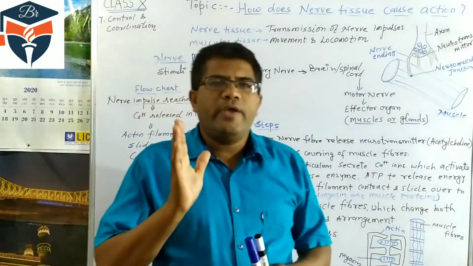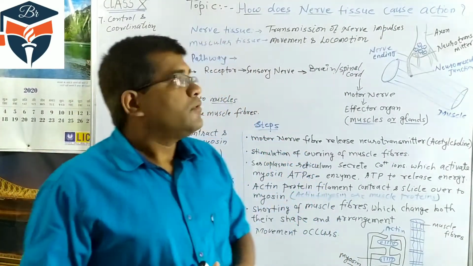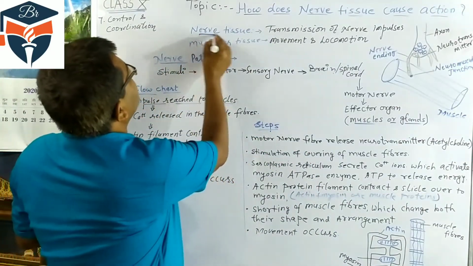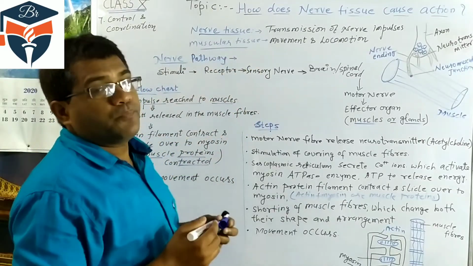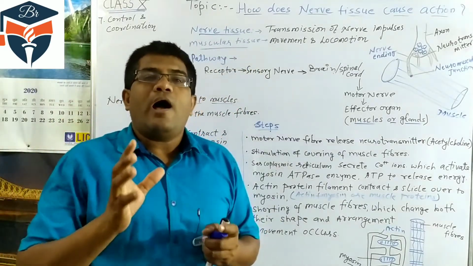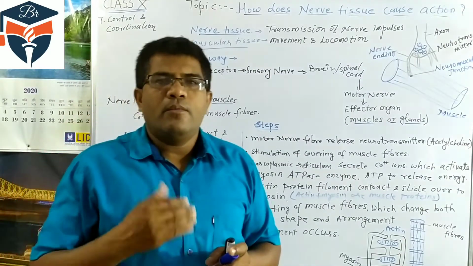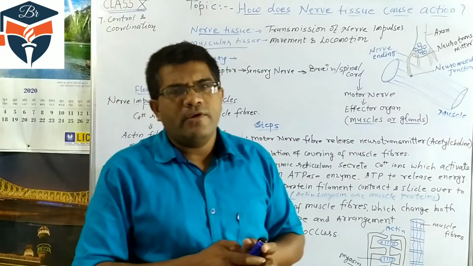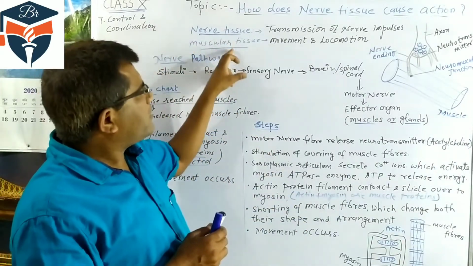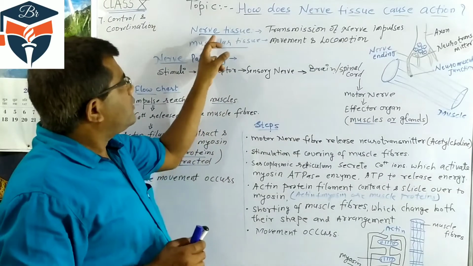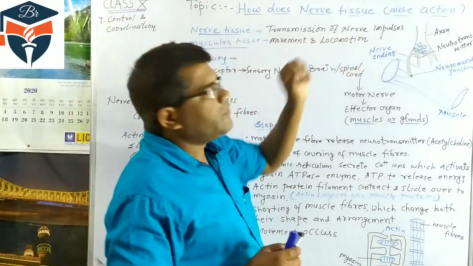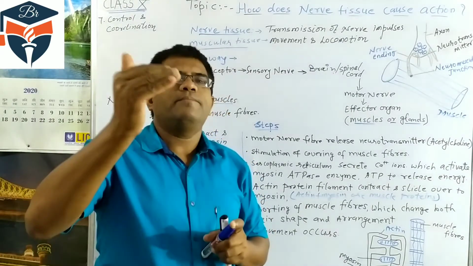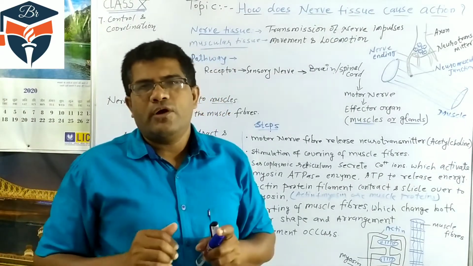So students, we have two tissues, nerve tissue or nervous tissue and muscular tissue. These two tissues are important for the movement of our body. Organisms move from one place to another, and these two tissues are important for the movement. Nerve tissue transmits the nerve impulses. Its function is to pass the impulses from one place to another.